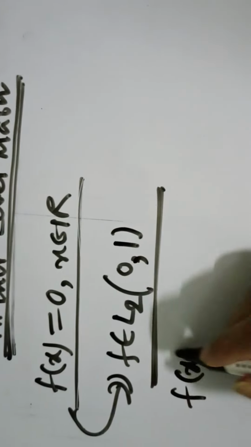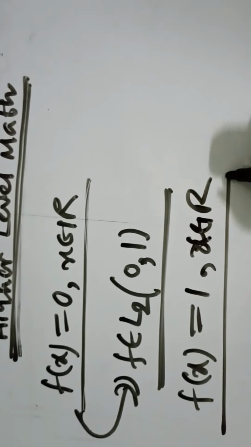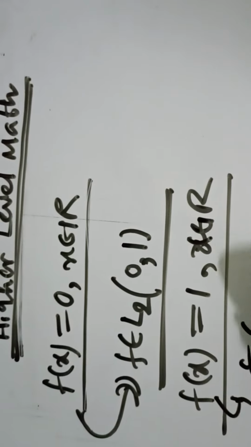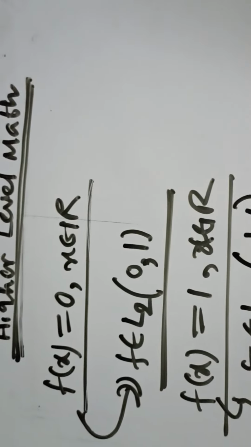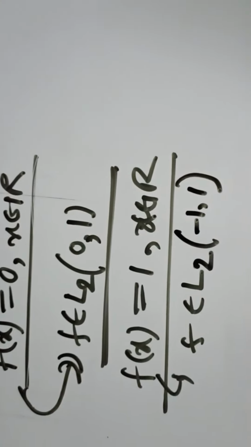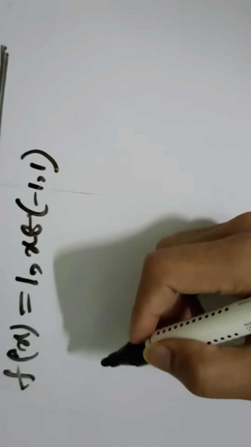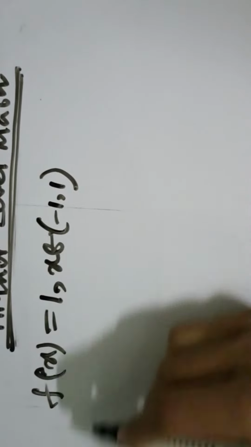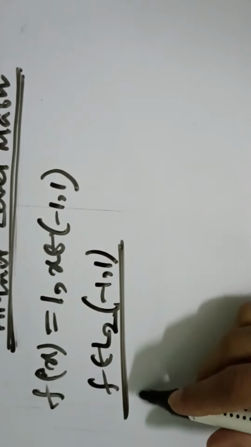Similarly, if we take f equal to the constant function 1, x belonging to R, and we want to check whether this function belongs to the Lebesgue space L2[-1, 1], how will we proceed? We want to check f = 1, x belongs to [-1, 1]. I have to check whether this function belongs to L2[-1, 1]. So for this we have to calculate this integral.